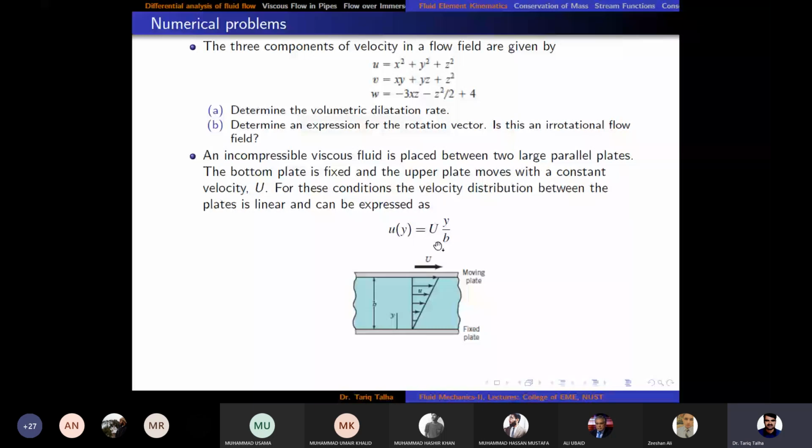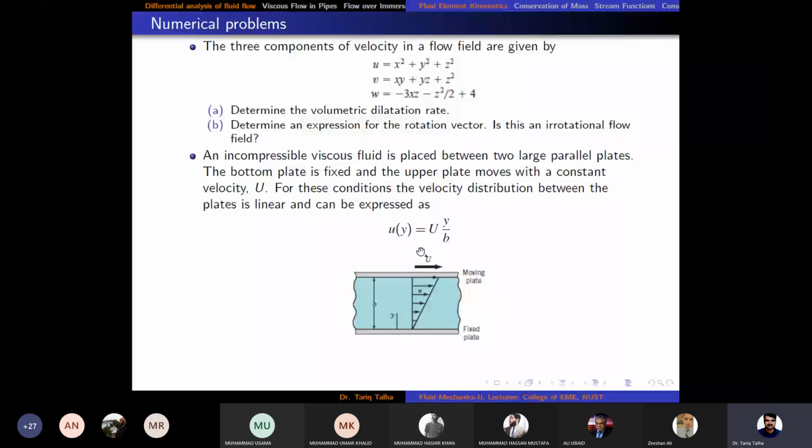So if you put y equal to 0 at the bottom plate, the velocity would be equal to 0, and when you put y equal to b, which is the distance between the plates, the value of velocity at the top plate would be equal to capital U. So this kind of flow is called Couette flow, and we are going to discuss this flow at the end of this chapter in detail after the derivation of the Navier-Stokes equation. And this is the flow which usually happens in all the bearings which are installed in our turbo machinery.